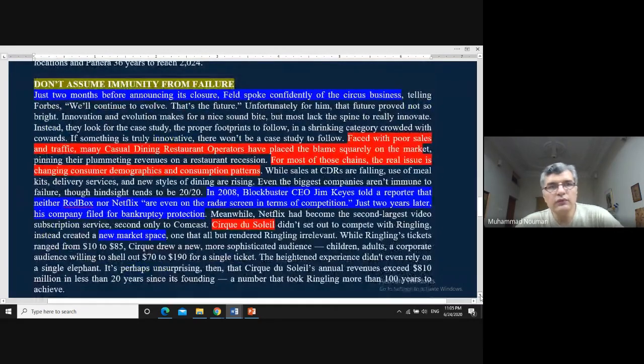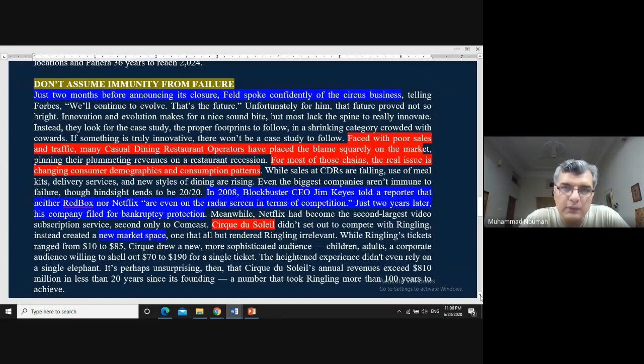Moving to the next point, this is the second last point, or point number 4 of this handout. One other lesson from the failure of Ringling Brothers, Barnum and Bailey is that businesses should not assume immunity from failure. What it means is that a business should never consider themselves as remaining successful all the time.